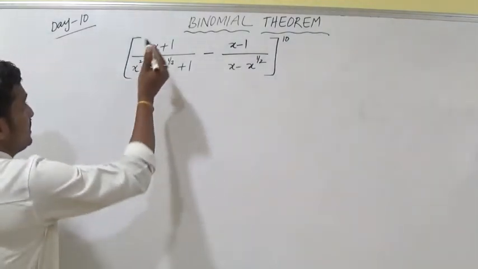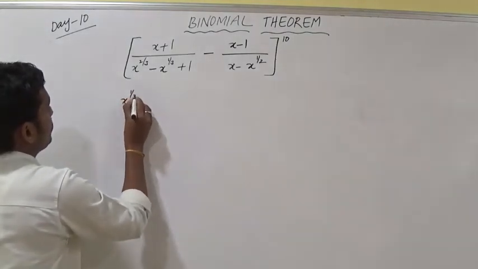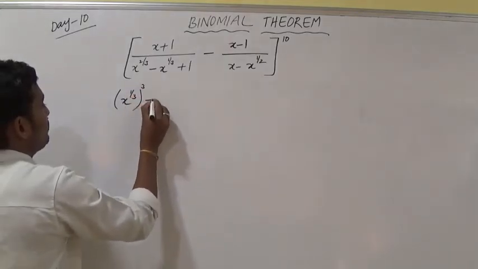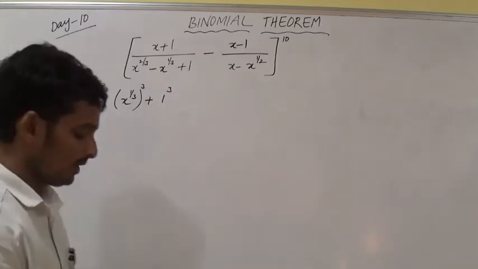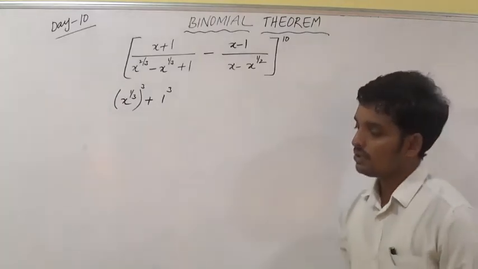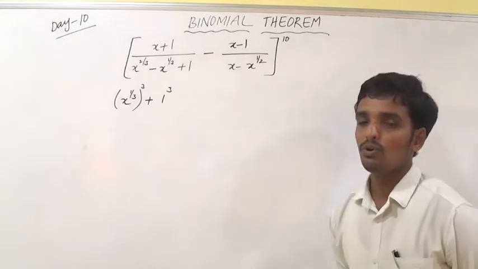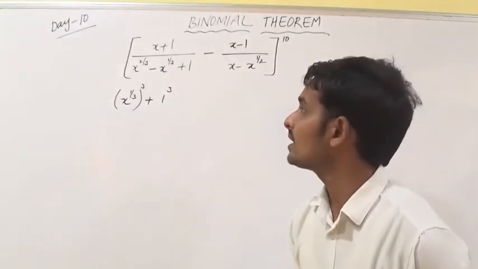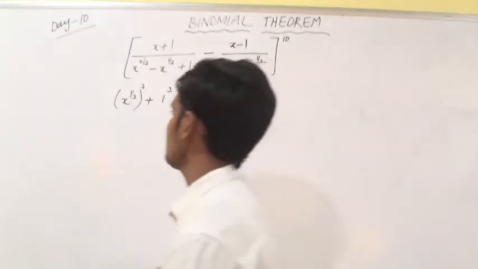Now I am writing this as (x to the power of 1 by 3) whole cube plus 1 cube. Do you have any problem with that? (x to the power of 1 by 3) whole cube: a power m whole power n is a power mn, 3 into 1 by 3, the 3s cancel, and we are getting x. The same thing, plus 1 cube, in the numerator.